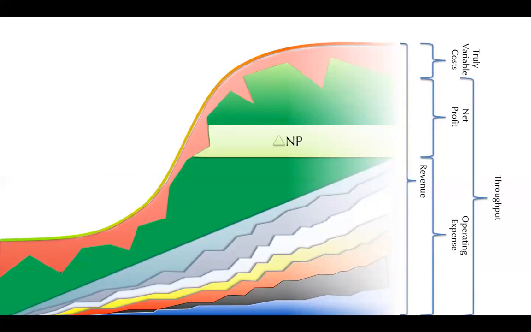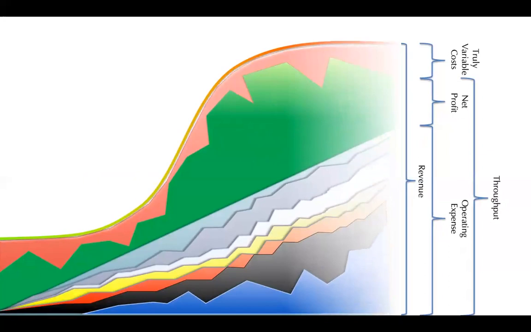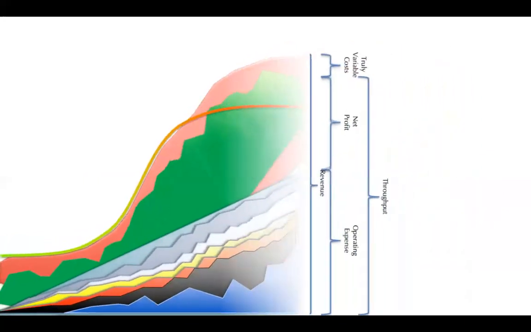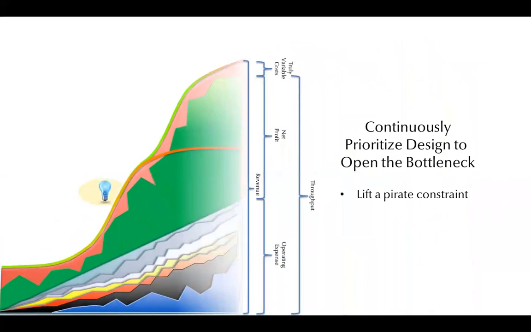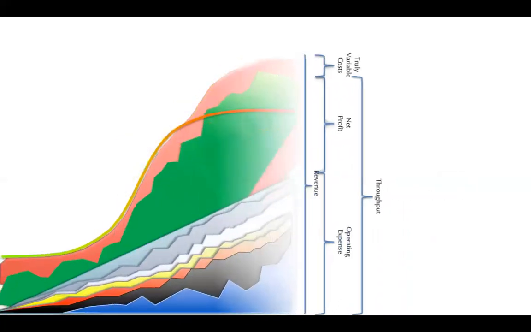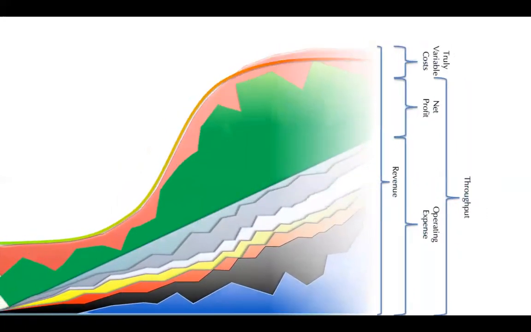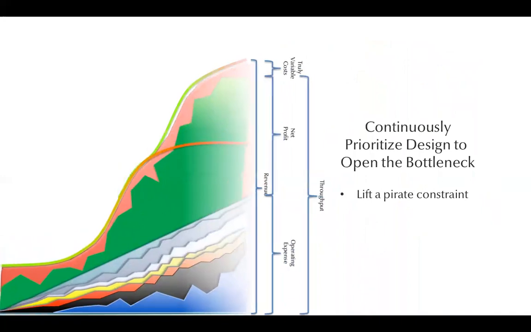But if we reduce our operating expense, we reduce our opportunities to open it. So another way that we can go about this is to focus on lifting a pirate constraint. We're going to need to focus our design capability on doing that. So really, that should be the first thing we worry about. We shouldn't be worrying about that curve down there, yes, it looks like it's going to go exponential. But right before we did that, we were in a situation where we didn't have much runway. Now we have a good amount of time to deal with that thing.